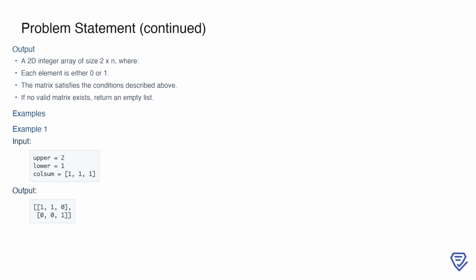The output for this problem is a 2D integer array of size 2xn, where each element is either 0 or 1, and the matrix satisfies all the conditions outlined earlier. If no such matrix can be constructed, you must return an empty list.